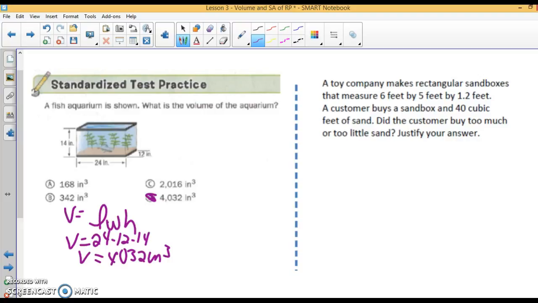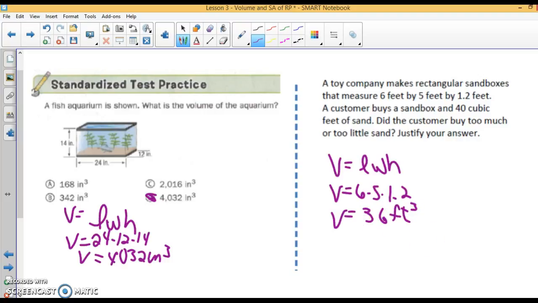A toy company makes rectangular sandboxes that measure 6 by 5 by 1.2. The customer buys 40 cubic feet of sand. Did the customer buy too much or too little sand? Well, if we want to fill in a toy sandbox, I need to find its volume. So the volume is going to be length times width times height: 6 times 5 times 1.2. I get volume is 36 cubic feet. They said he bought 40 cubic feet of sand, so I bought 4 cubic feet too much.